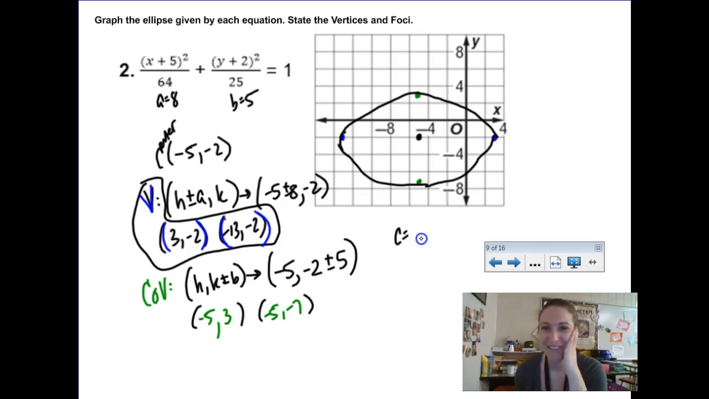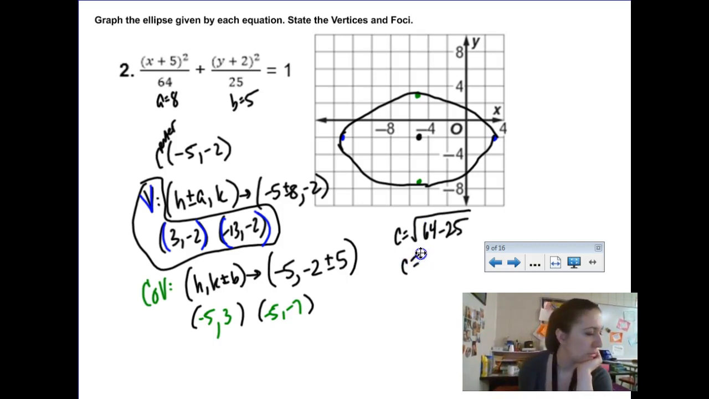Let's find the value for the distance between the center and the foci. So c squared equals a squared minus b squared. So c is square root of 64 minus 25, which is square root of 30. No, 39. I always get that one wrong. 39, yeah. Alright, gross. So again, that's some decimal. 6 point something. I think I wrote it down here. No, I didn't. It's 6 point something.